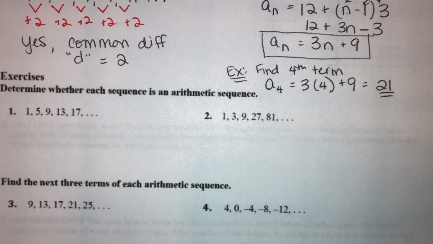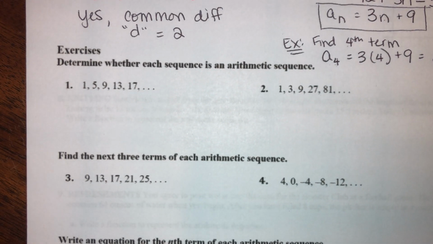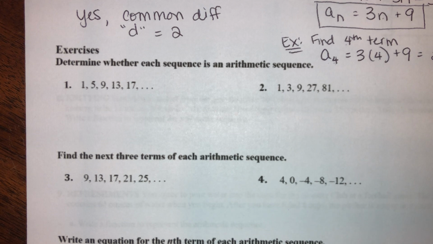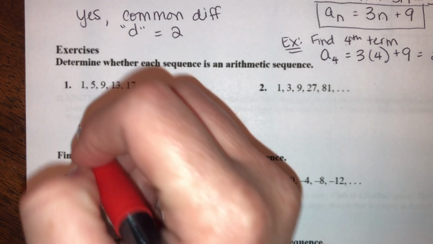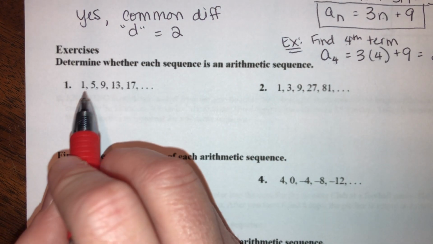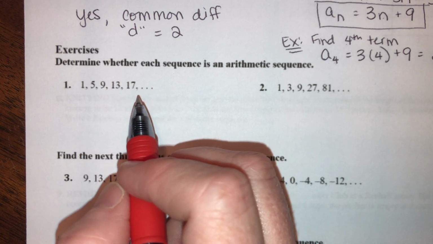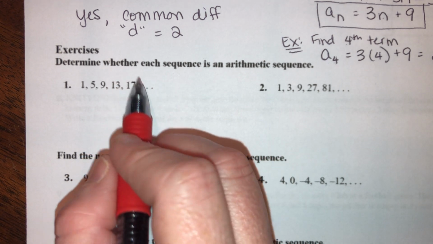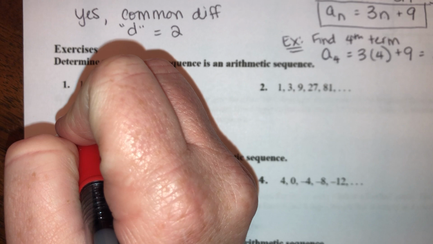We got a few exercises here, about 7. Determine whether each sequence is an arithmetic sequence. We're just going to look at how we get from one number to the next. Don't just do the first couple and think you're done, because sometimes they'll put a trick here at the end of the sequence, so you just have to pay attention.